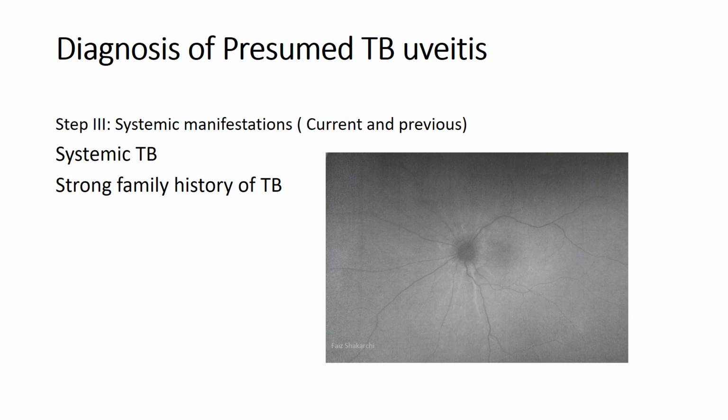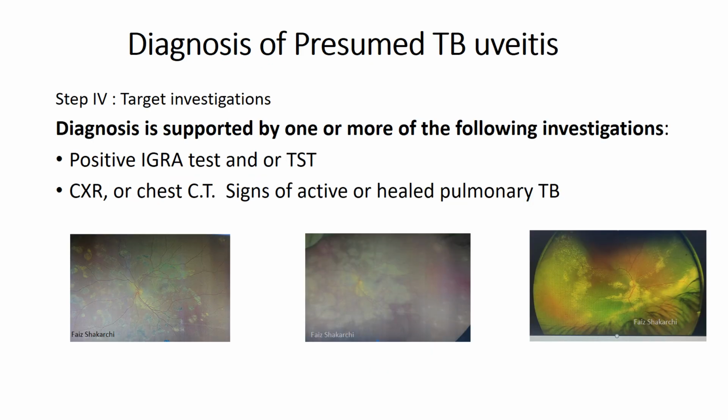The diagnosis of presumed TB uveitis is supported by current or previous history of systemic TB, especially with incomplete treatment. Strong family history of TB can also be taken in consideration in cases with probable signs of TB uveitis. The diagnosis can also be supported by one or more of the following target investigations. First, positive IGRA test and/or tuberculin skin test. Second, chest X-ray or CT for signs of active or healed pulmonary TB.